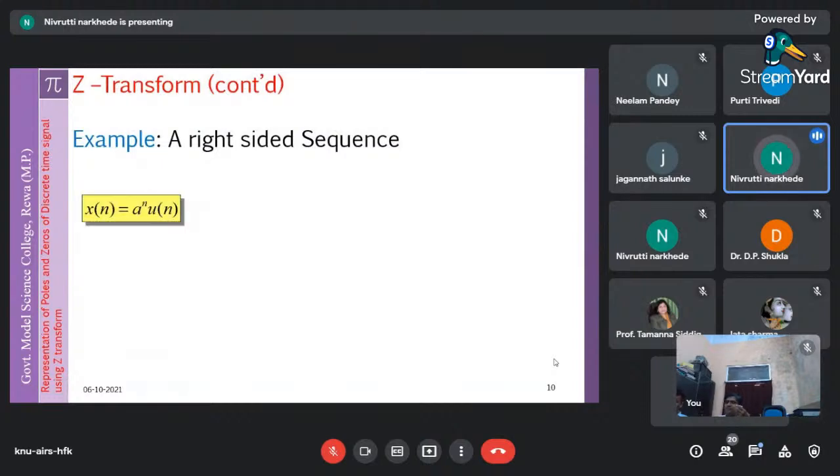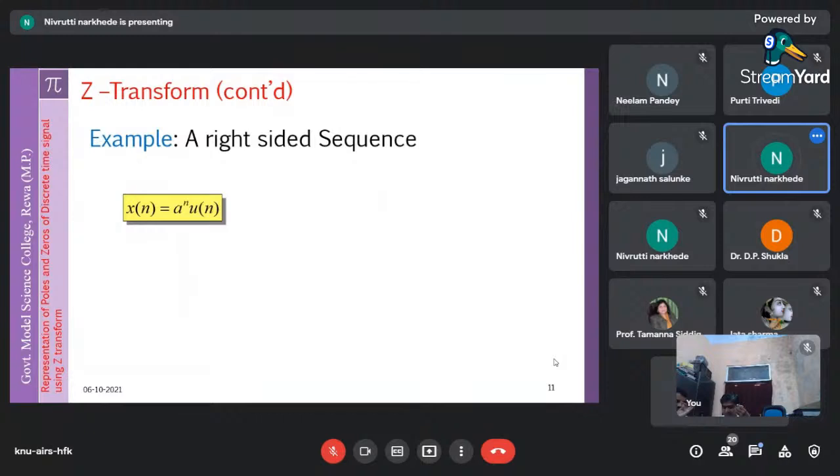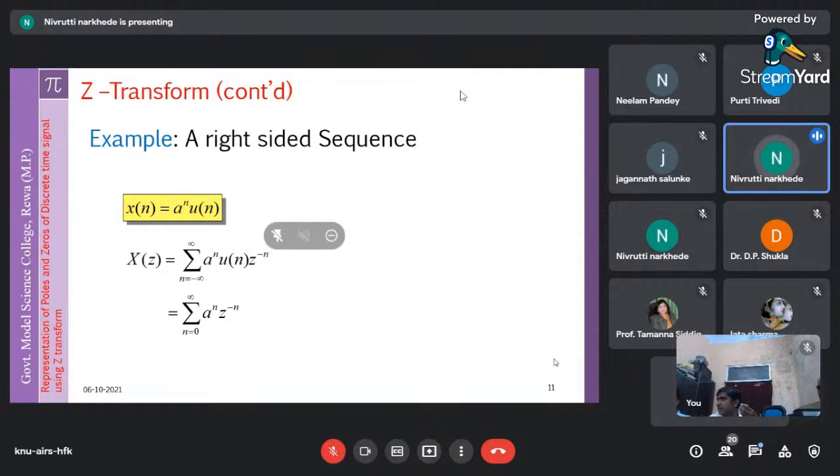Now, the right-sided sequence. Suppose we define a signal x[n] = a^n u[n], where u[n] is 1, as we have just seen, for n greater than or equal to 0. Let us find the Z transform of this signal. By definition, X(z) is the summation from n equals minus infinity to plus infinity of x[n] z to the power minus n. But u[n] is 1 for n from 0 to infinity and 0 to the left side.